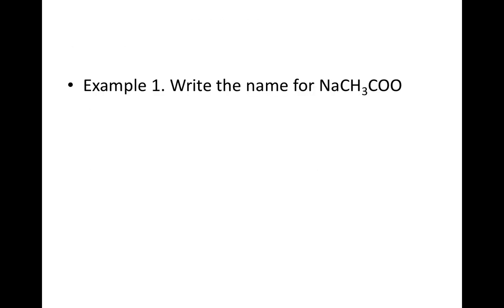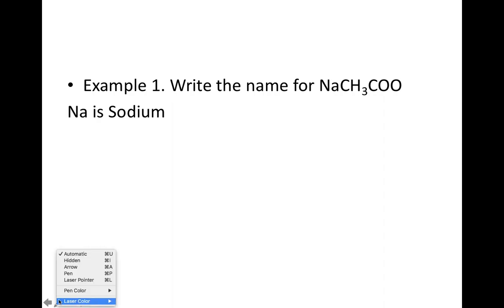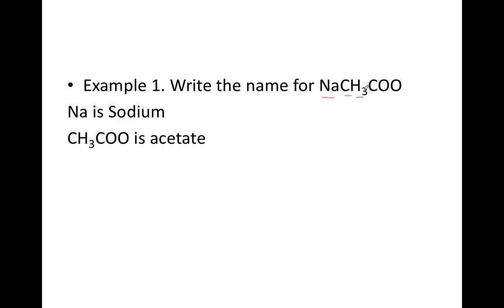So example, write the name for NaCH3COO. Na is sodium, and CH3COO, the first hint that you have that there is a polyatomic ion there is if you see more than 3 different elements. If there's more than 3 different elements, then there's something in there that must be a polyatomic ion. CH3COO is it. It's acetate. So the compound name becomes sodium acetate.